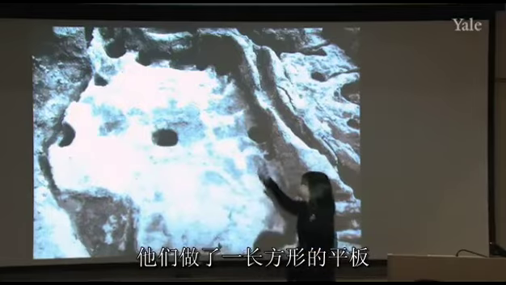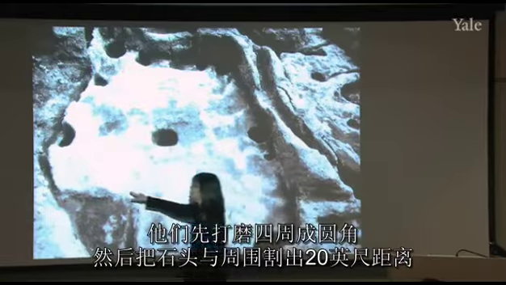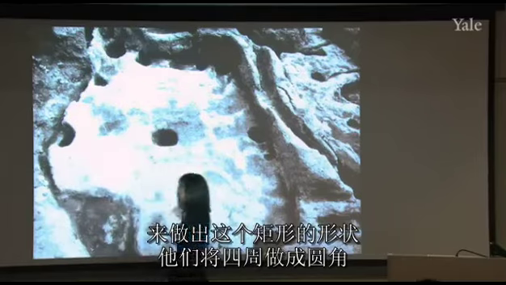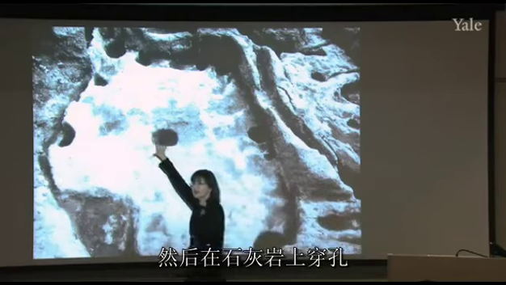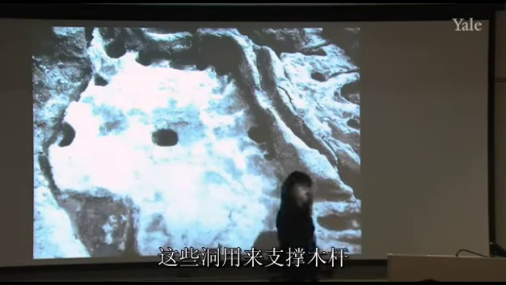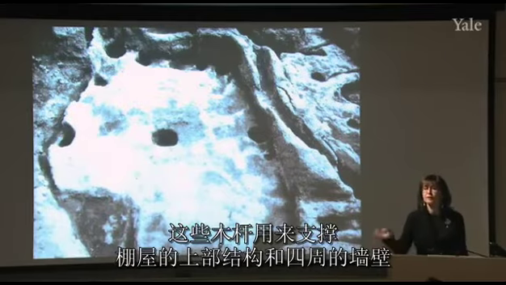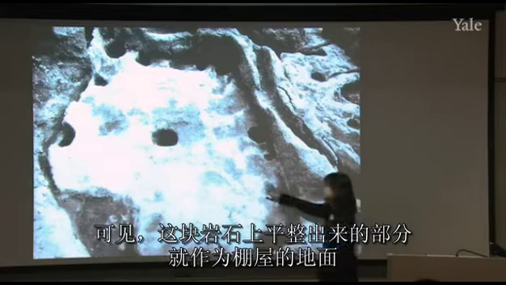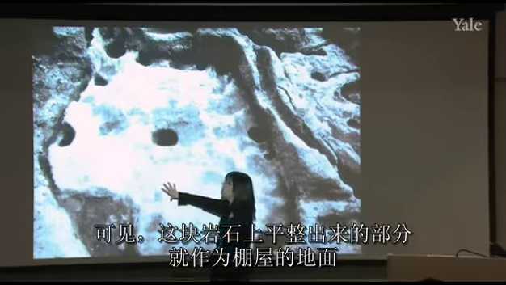And what they did was they created a rectangular plan. They gave it rounded corners, and they cut the stone back about 20 inches down to create that rectangular shape. They rounded the corners, and then they put holes in the tufa rock. The holes were to support wooden poles that served to support the superstructure of the hut and also to support the walls of the hut. So the pavement of the tufa rock of the Palatine is the floor of the hut.